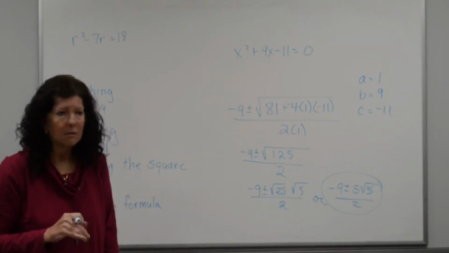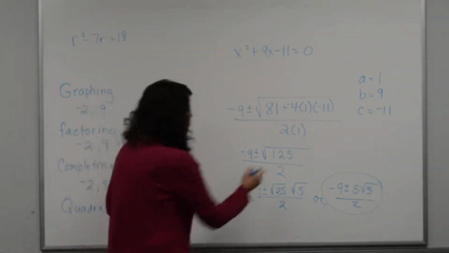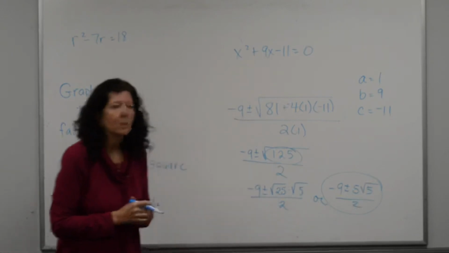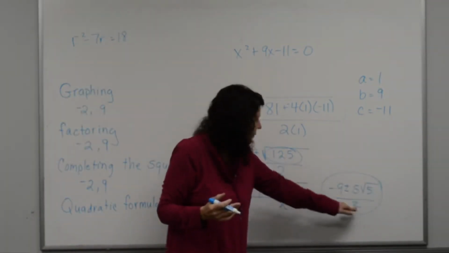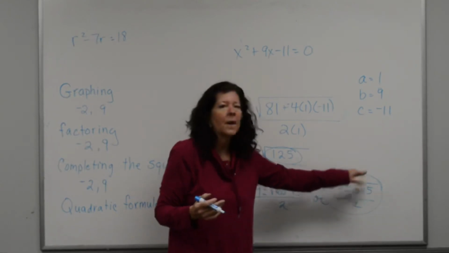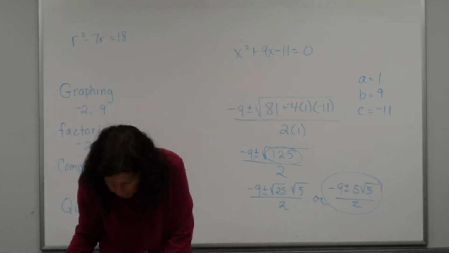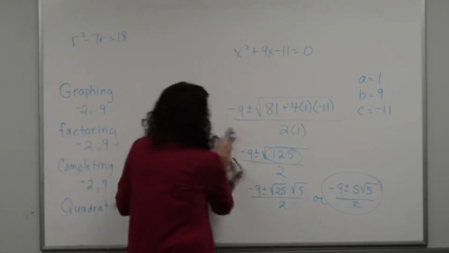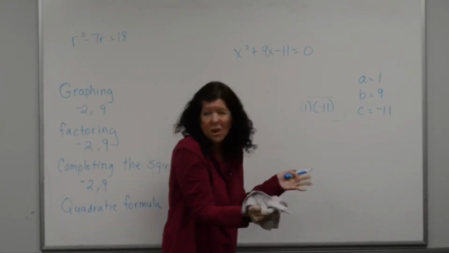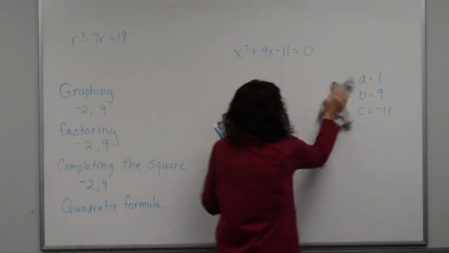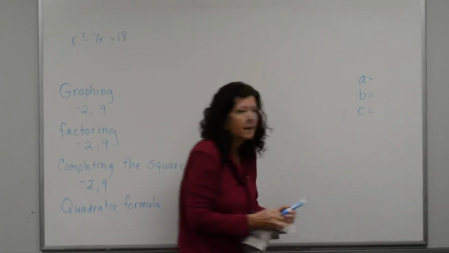Does that make sense? Oh, the discriminant is 125, which means I'm going to have 2 real roots. Negative 9 plus 5 square root of 5 over 2, and negative 9 minus 5 square root of 5 over 2. Those are 2 real roots. Let's look at this one. It's not very complicated. That's all there is to it. I can't even make it complicated. It's just a matter of using that formula.